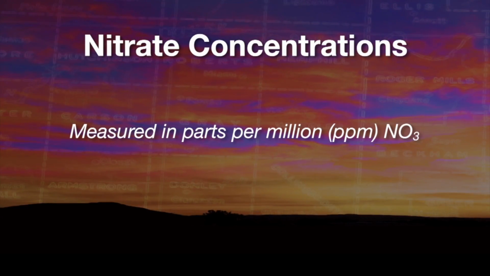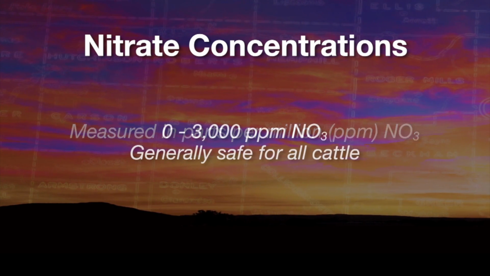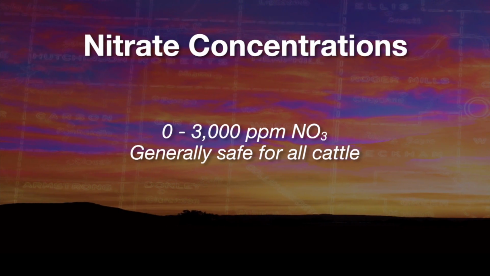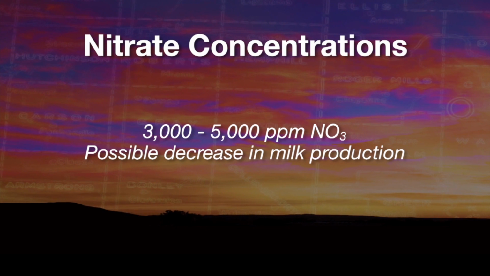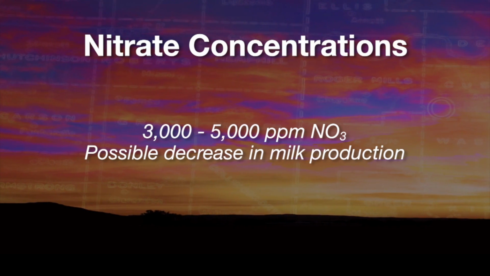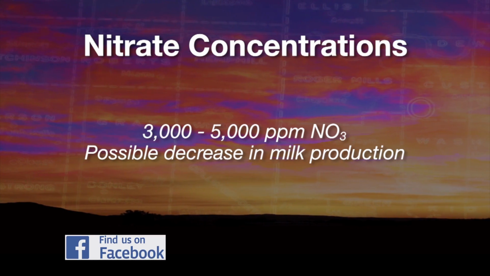Nitrates are generally measured as the nitrate ion in parts per million. And when you get a report back that is something between 0 and 3,000 parts per million, most of us would consider that safe for all cattle. Then as we go from 3,000 to 5,000 parts per million, we may see a little bit of a decrease in milk production in our beef cattle. Most people probably won't notice it.